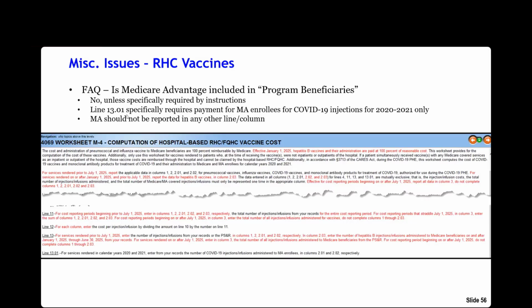Line 13.01 has a specific inclusion, but it's a limited one for 2020 through 2021 and only for COVID-19 injections. So that's 13.01. It goes into great detail of separating that out and saying it's allowed for MA enrollees. Line 13 does not have such. And Medicare Advantage should not be included up here. If it's reimbursed, it would be reimbursed through your Medicare Advantage plan.